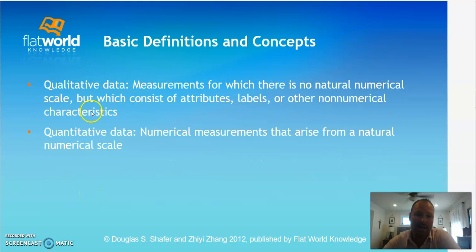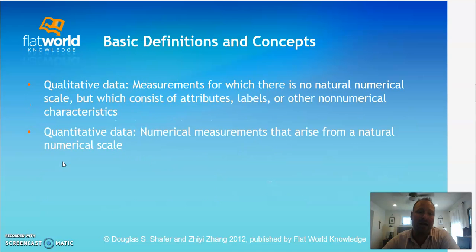And then we have qualitative and quantitative data. Qualitative has the word quality within it, and there's a little bit more description involved in that. So measurements for which there is no natural numerical scale, right? Where quantitative is an amount, a number, okay? And that would deal with the numerical measurements. So qualitative, no numerical scale. Quantitative, there is a numerical scale. For the most part, we are going to be working with quantitative data in this particular course.